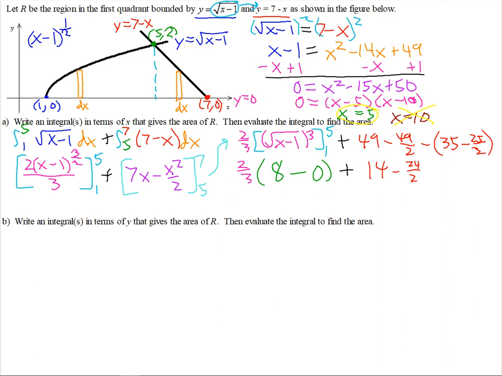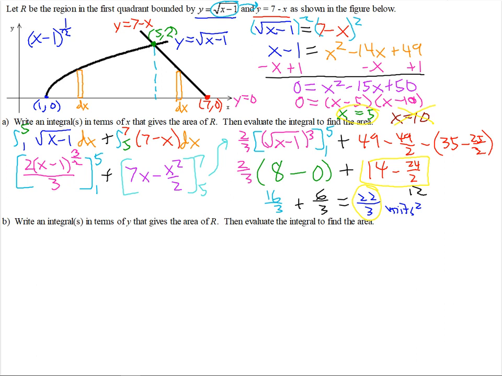So 2/3 times 8 gives you 16/3. And then if you combine these, well, 24 over 2 is the same as 12. 14 minus 12 is 2, which is the same as 6/3. Add those up gives you 22/3. And this is area. So there's not specific units here, but if you did have them, it would just be units, whatever they are, inches, meters, whatever it is, squared. So we get 22/3 for the area. That's using the integrals in terms of x. So that's one way of going about it.